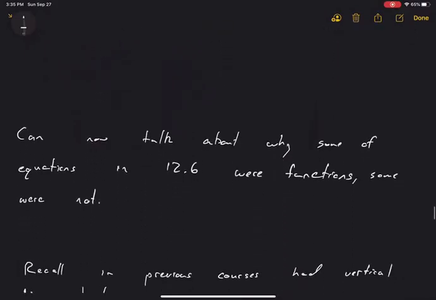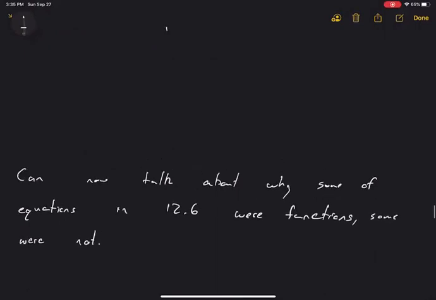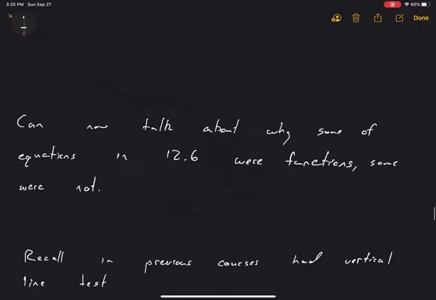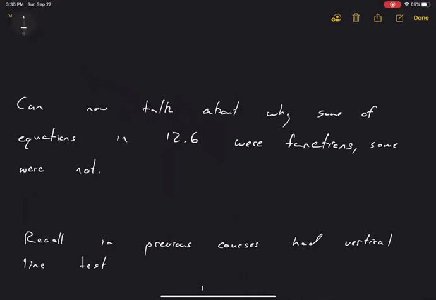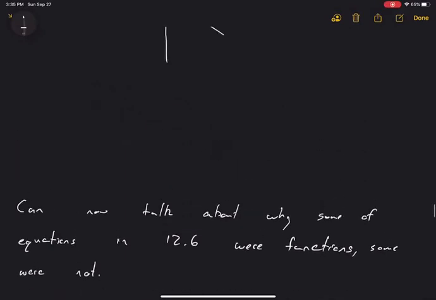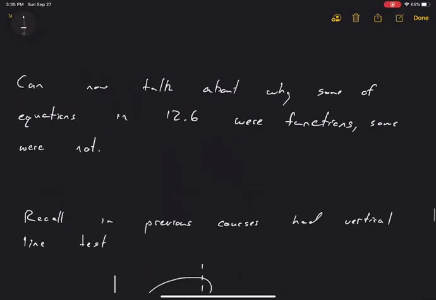Now, what I said a second ago, some of the stuff in 12.6 were these multivariable functions, and some of them were not. So once you're comfortable, maybe pause and practice graphing these. Just refresh yourself on the 12.6 material, basically. And once you're comfortable with the graphs, and maybe you can picture them in your head or draw them out, now we can talk about what is and is not a function from that 12.6 material. Okay.